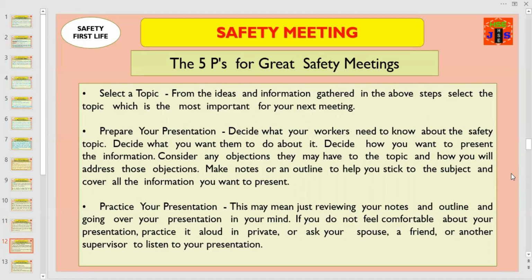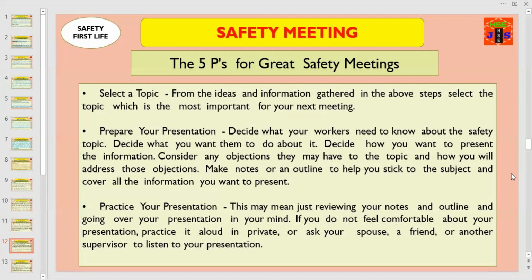Prepare your presentation. Decide what your workers need to know about the safety topic. Decide what you want them to do about it. Decide how you want to present the information. Consider any objections they may have to the topic and how you will address those objections. Make notes or an outline to help you stick to the subject and cover all the information you want to present. Point number 8, practice your presentation.